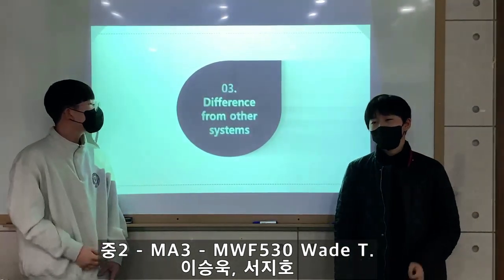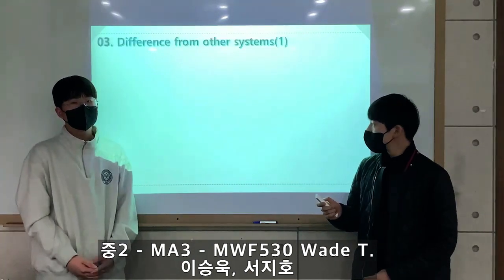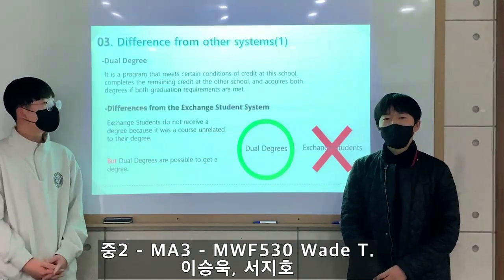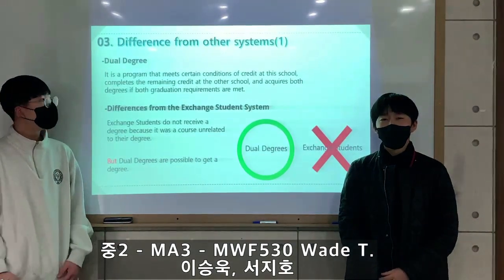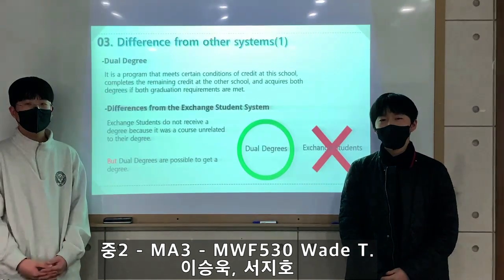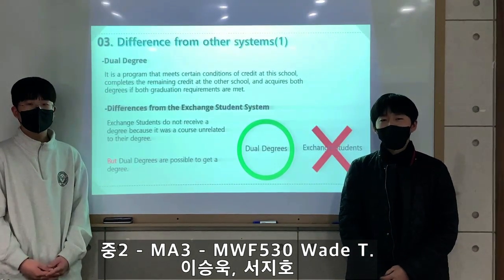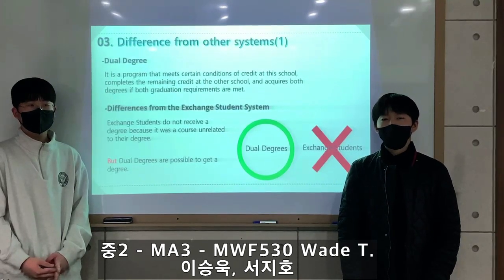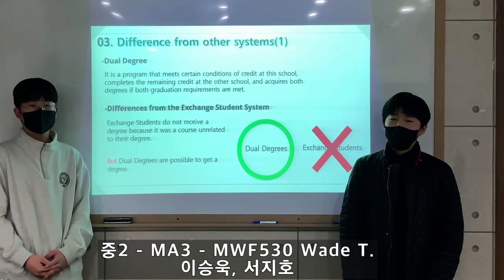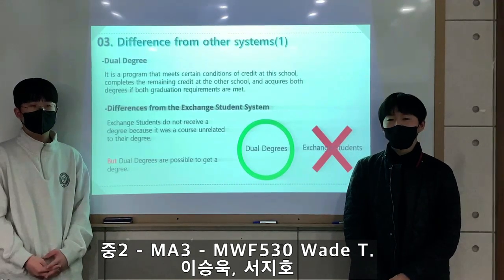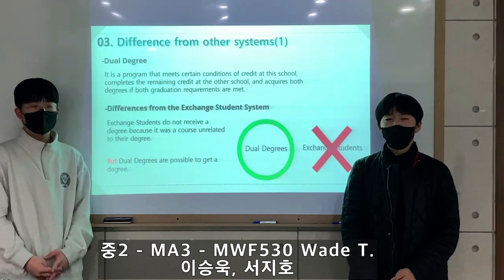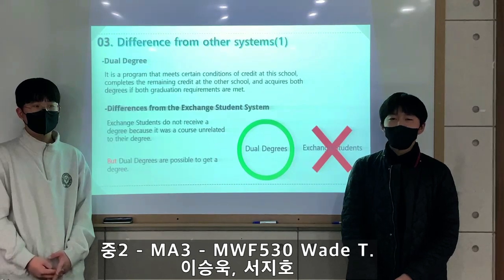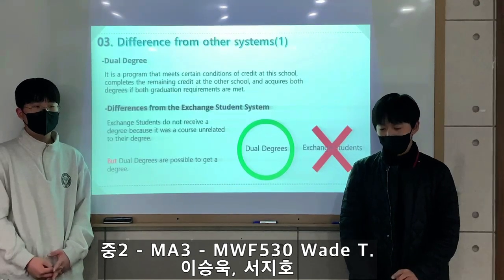Here are some differences from other systems. First, double degree. It is a program that meets certain conditions of credit at this school, completes remaining credit at the other school, and acquires both degrees if both graduation requirements are met. Differences from the exchange student system. Exchange students do not receive a degree because it was a course unrelated to their degree, but double degrees make it possible to get a degree.